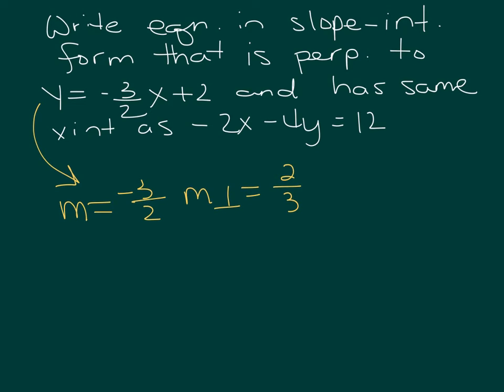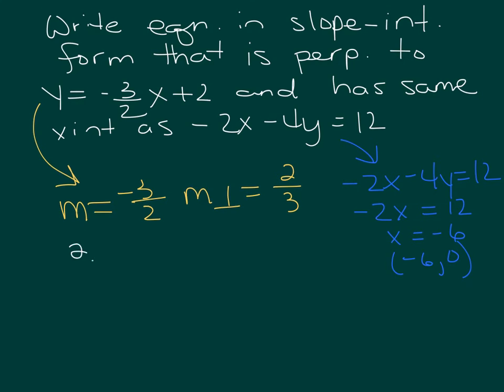Then we want to find the x-intercept of this line. Well, -2x minus 4y equals 12. To find the x-intercept, we let y equal 0. So that gives me -2x equals 12. So my x-intercept is -6. So there's my point. So I've got a slope, I've got a point. Now I'm ready to actually do the work.